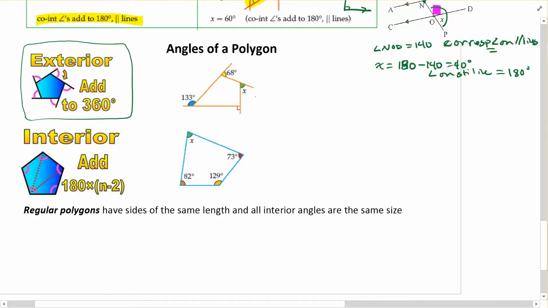So if we look at one of the examples here, I can see these are exterior angles because they're on the outside of the polygon. And this shape here is the polygon. If you're not sure what a polygon is, let me describe that too. A polygon is just any shape with multiple sides, and that includes triangles, squares, rectangles, pentagons, octagons, things like that.